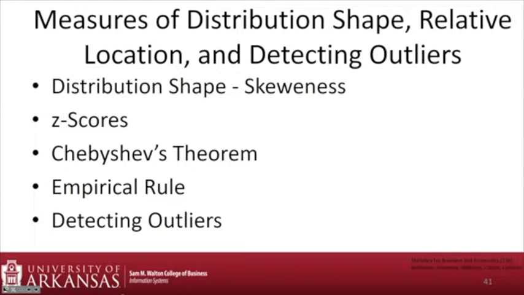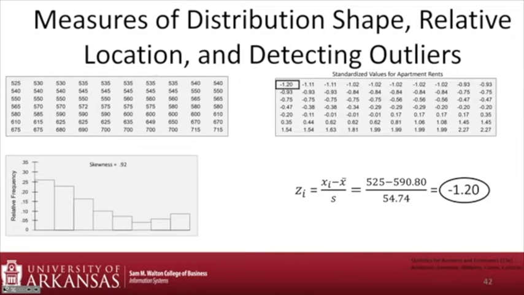Okay. So, when we talk about the distribution, we've already talked about skewness. There's actually a number that goes with skewness. You can actually calculate it. There's a z-score. This is how we're going to standardize our data. We have a theorem and a rule. We have Chebyshev's theorem. We have the empirical rule, what you said quite a bit. And then talking about detecting outliers.